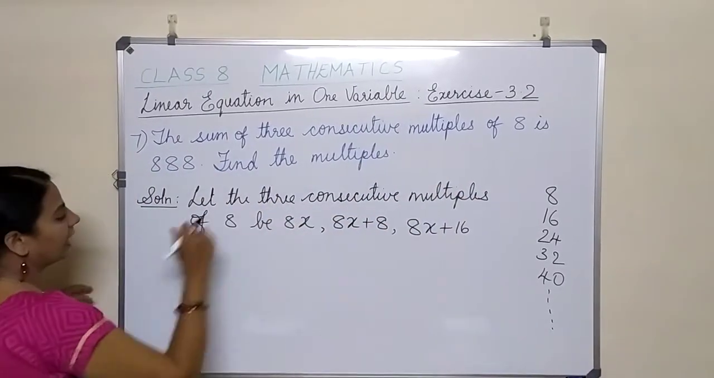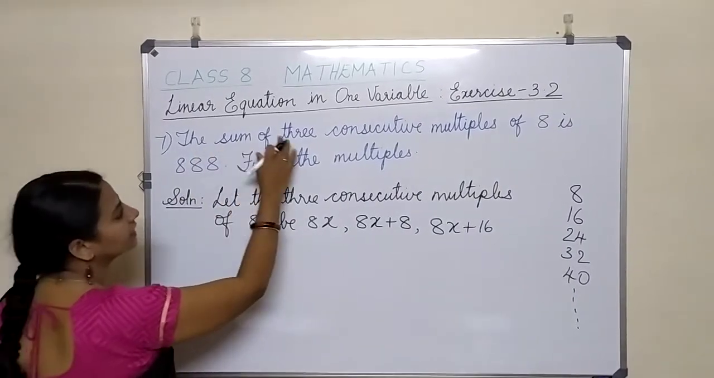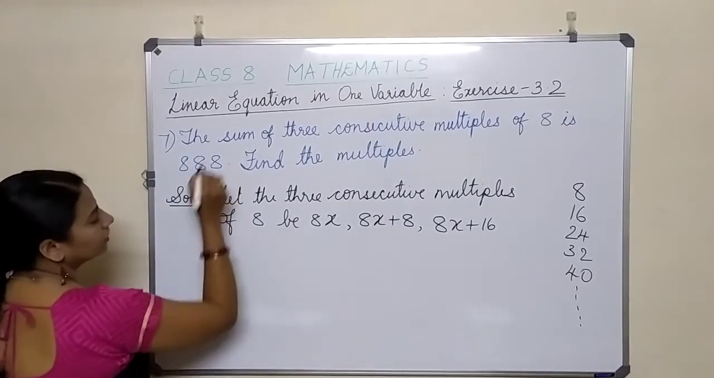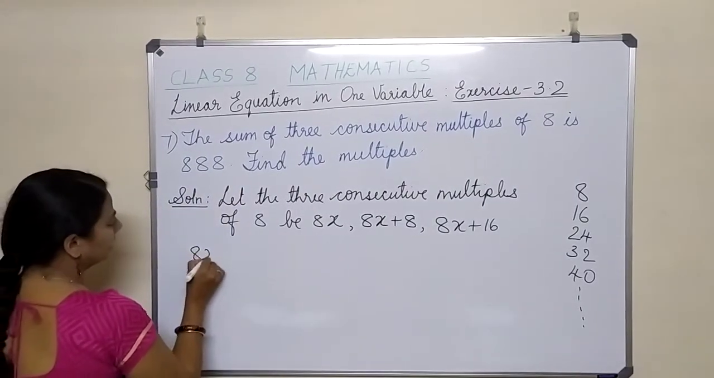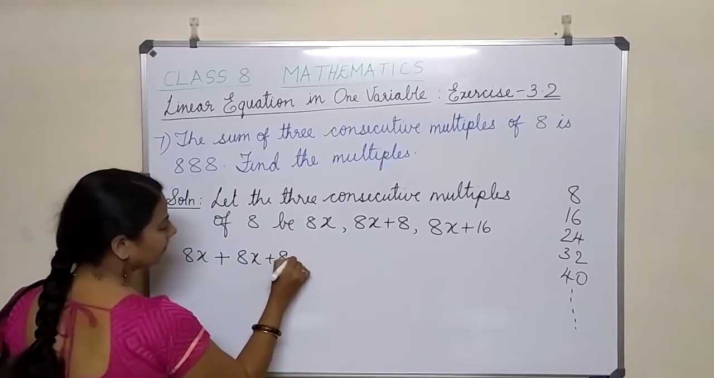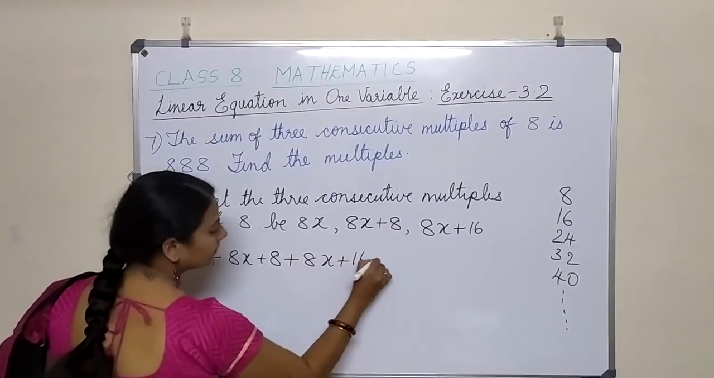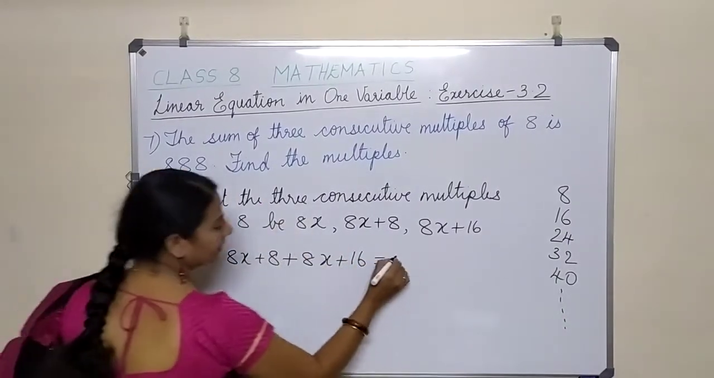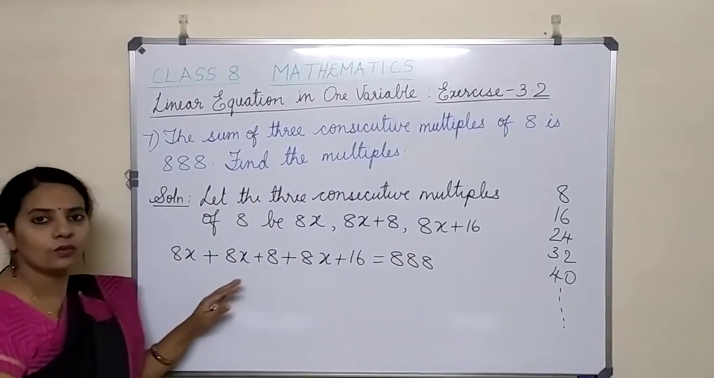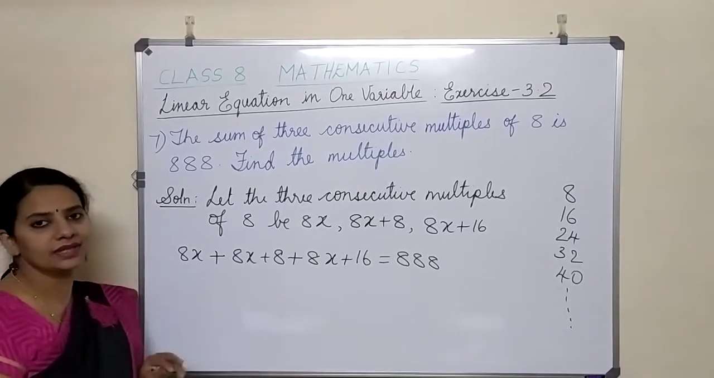Now we will add all these because they've given that the sum of the three consecutive multiples of 8 is 888. So according to this statement, 8x plus 8x plus 8 plus 8x plus 16 will be equal to 888. Once you get this expression, solving the rest will be easy.